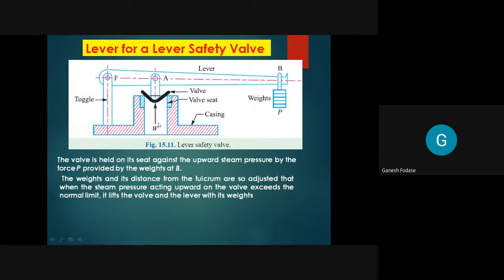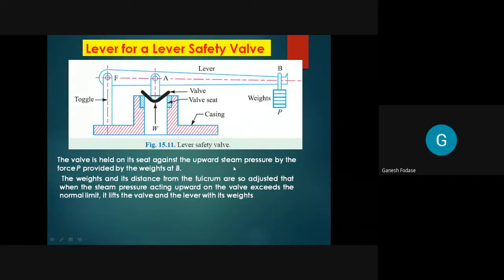Again, the steam is coming upward, and this is held stationary here by means of force P. By force P, I mean this force. It tells you why this P is used here. So weights P are used to make this valve stationary, to keep this valve closed. Due to these weights P, this valve is closed against the upward steam pressure.